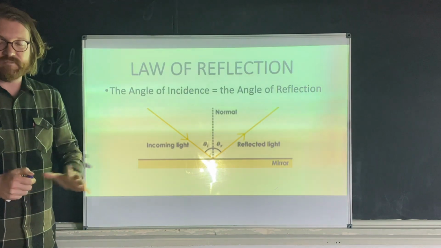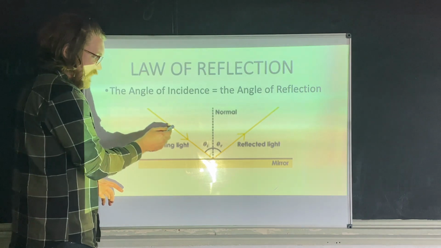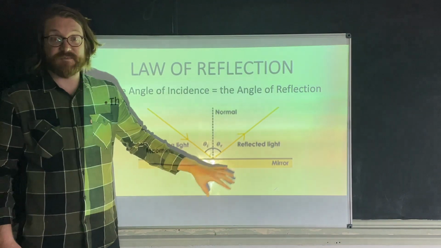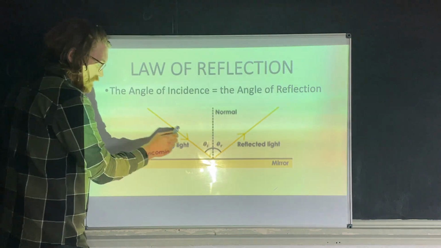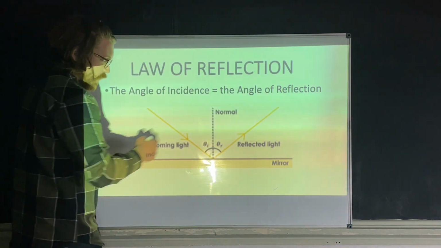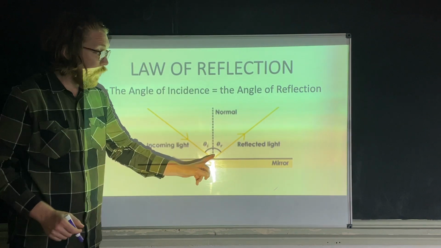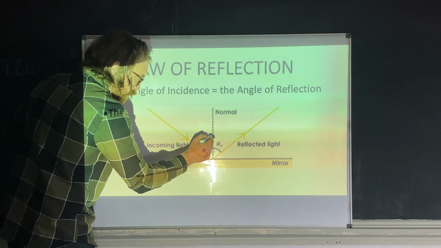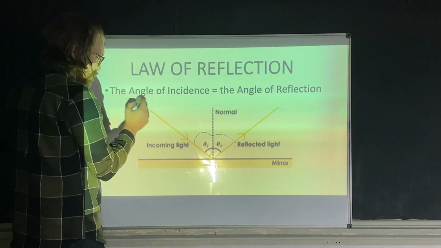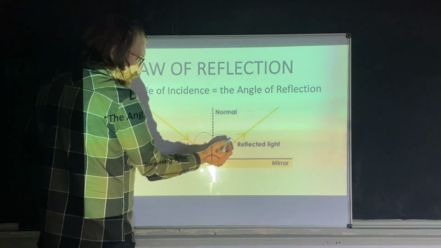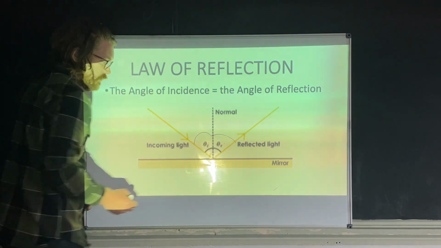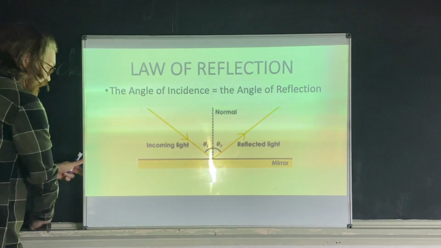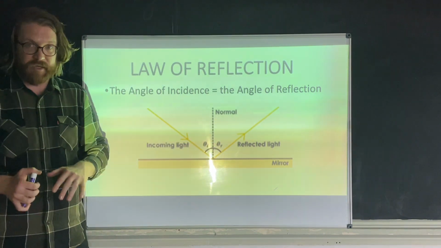Now, the law of reflection is a simple one. It tells us that when an incoming light wave hits something, it's gonna bounce off. This is a solid object, especially a flat one, like a mirror. This light wave is gonna hit the mirror and bounce off. We always draw a normal line. The normal line is always 90 degrees to the surface, and that's because we measure our angles to the normal line. This angle right here is called the angle of incidence, and this angle right here is called the angle of reflection. And these two angles are always equal. That's the law of reflection. When light hits a surface, it's going to bounce off at the same angle.